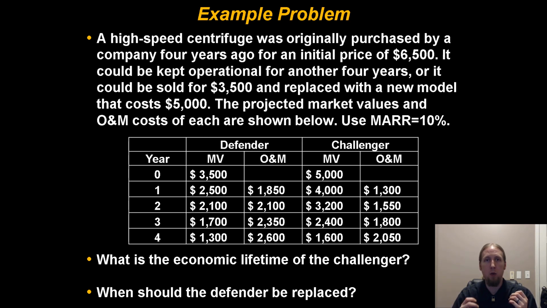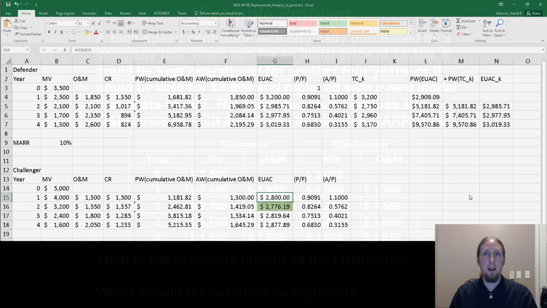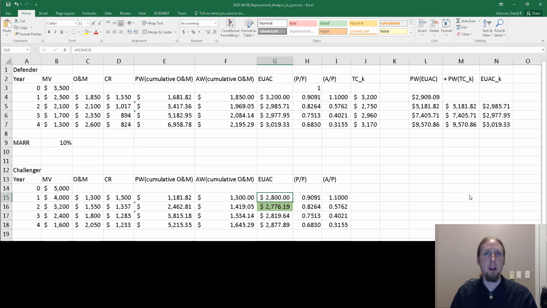To do that, we need to find the EUAC of the challenger and figure out how many years minimizes that quantity. That'll be the economic lifetime. And then we want to ask when the defender should actually be replaced. To figure this out, let's put all the information from the problem into an Excel spreadsheet. As always, I'll post this spreadsheet on Blackboard and Google Drive so that you can examine it in more detail and so that you'll have an example to modify for homework problems or for the case study.